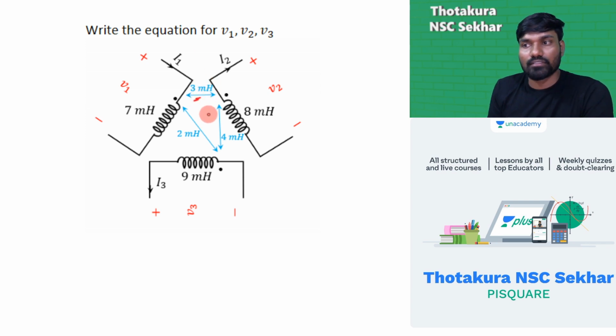This is a negative coupling. I1 is entering at the dot, I2 is leaving at the dot. This is a negative coupling. Okay. And what else do you have?